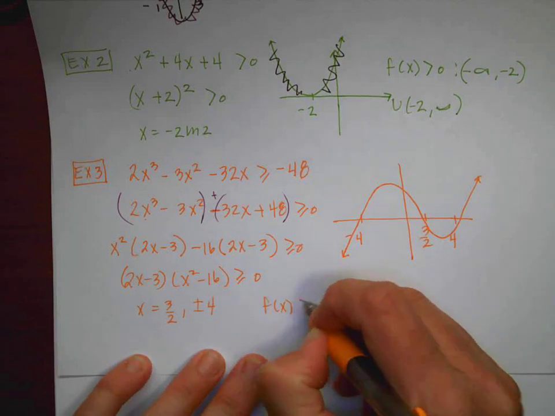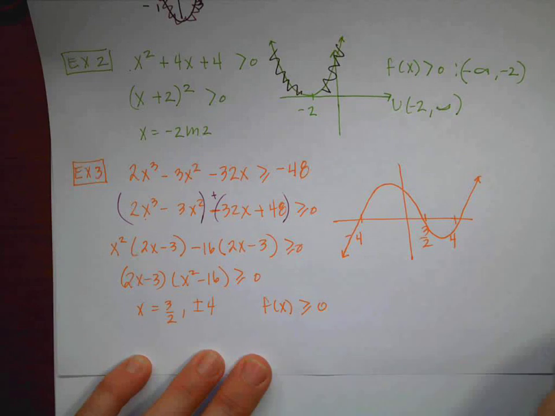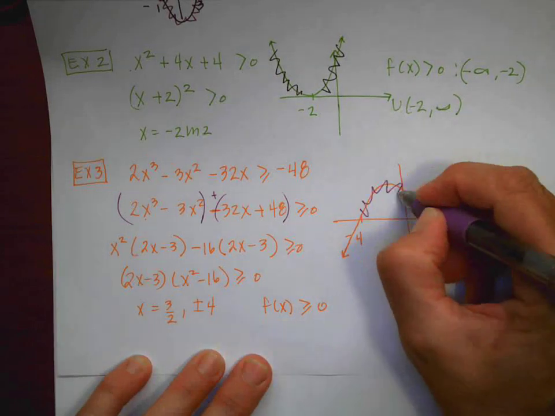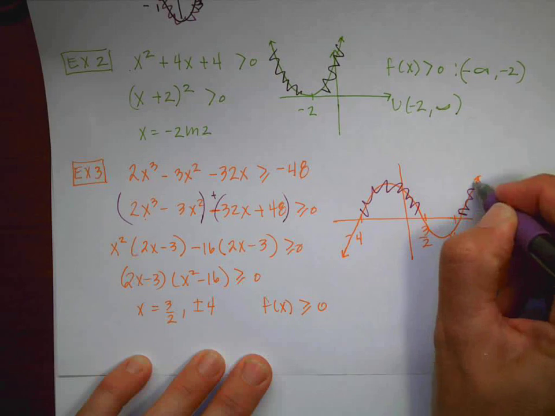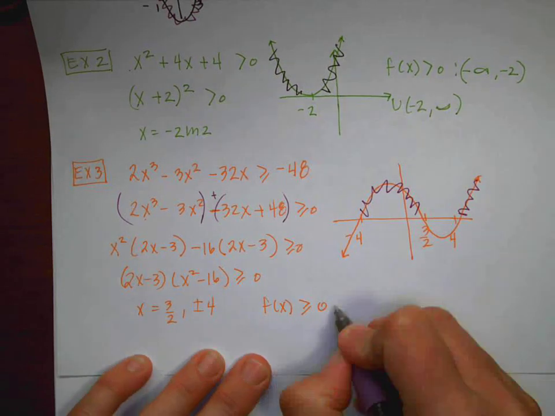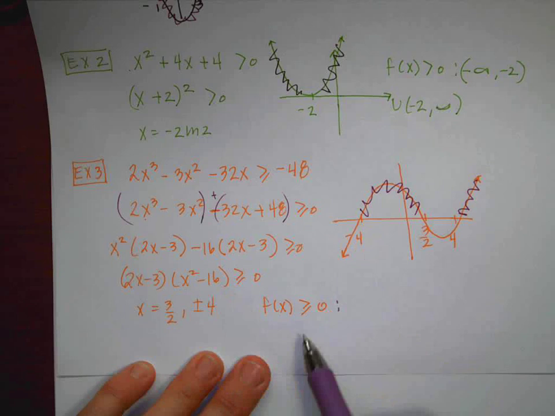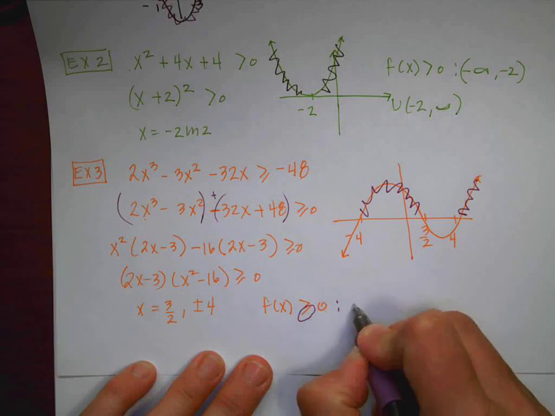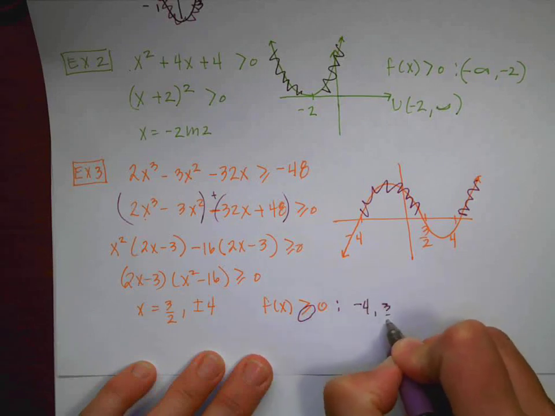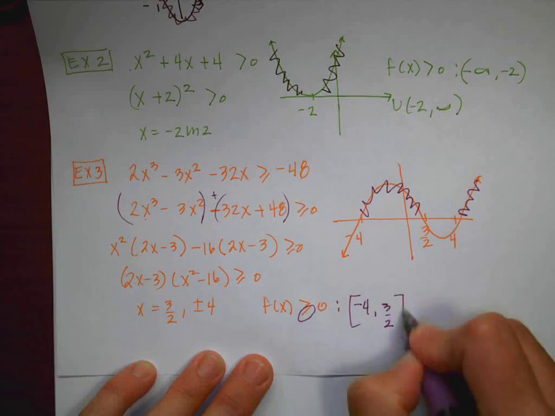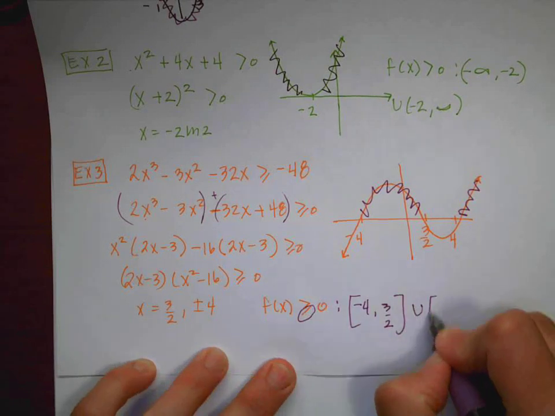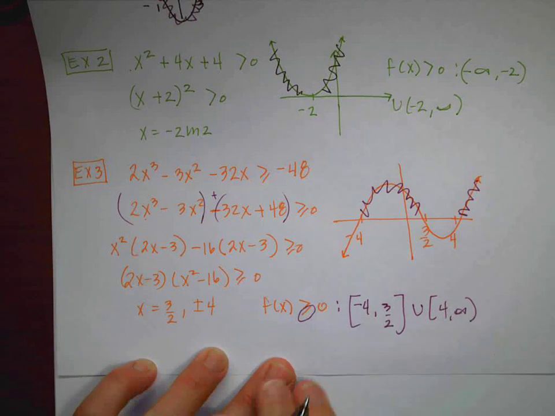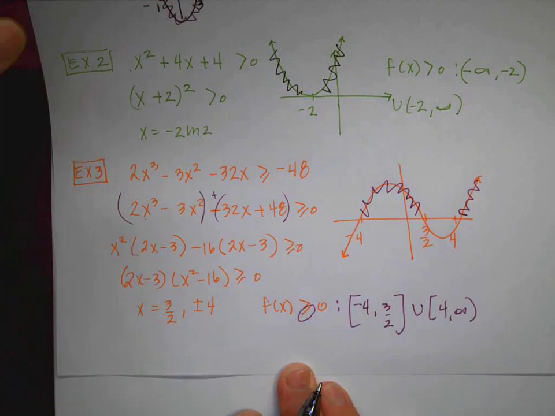So we're looking for where is f of x greater than or equal to 0. Well, it's greater than here, and it's greater than here. Really pretty simple, but this time the endpoints are included because of the equality sign. So I'm going to say that the function is greater than or equal to 0 from a negative 4 to 3 halves included. And then it's going to be from 4 to positive infinity. And I always have to have an open bracket on infinity.